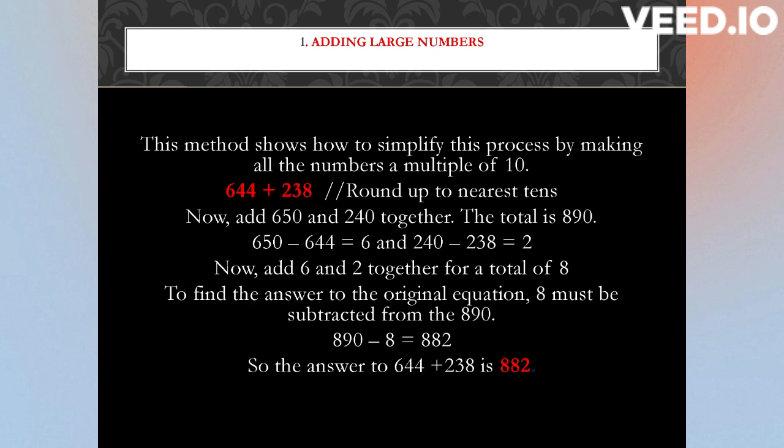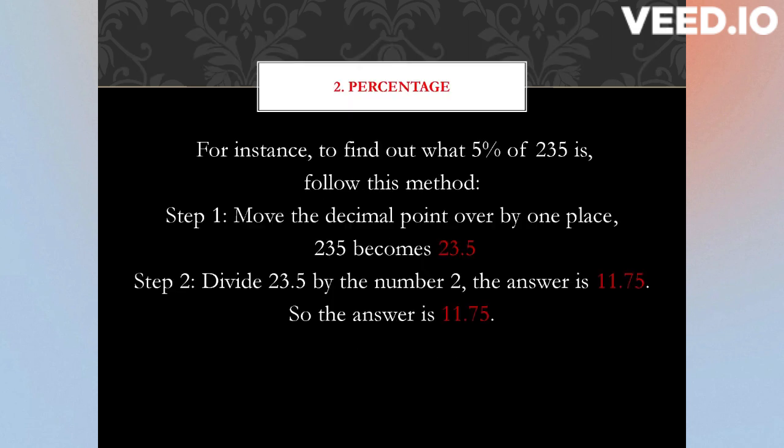Okay, children? Next one is percentage. This is also a simple example. If you want to find 5% of 235, first you move the decimal point one place to the left. 235 becomes 23.5, right? Next you divide 23.5 by 2, and you'll get the answer 11.75, which is nothing but 5% of 235.